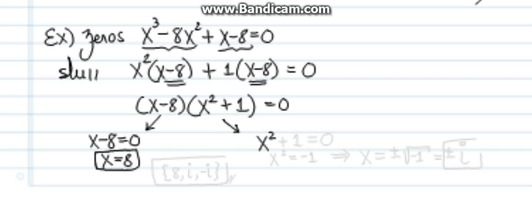This is x squared plus 1 equals 0. And they're asking how come they can't get the answers in the back of the book, the extra answer besides 8, which is plus or minus i. Well, they didn't solve this one. You got to solve this one.